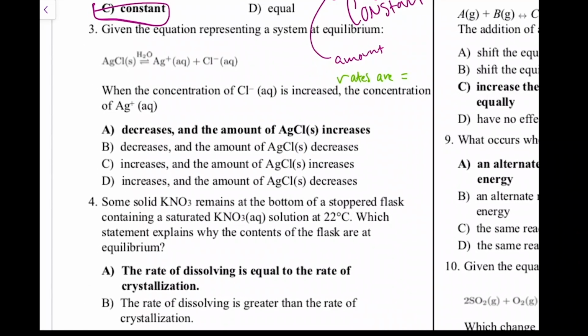Number 3, given the equation, when the concentration of Cl is increased, the concentration of Ag. If we're adding Cl, that means we are going to be shifting towards the left. That means your Ag plus goes down and your AgCl goes up. That is what choice A is saying. You have to figure out which way you shift and then how that affects the concentrations of each different thing.